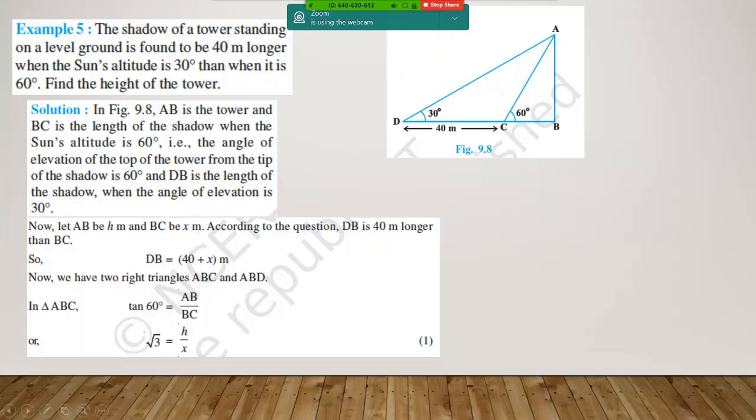Fine. Now here we are talking about this. These are again typical sums of this type. The shadow of a tower standing. So which one is a tower? Surely AB is a tower, because it's making a 90 degree angle with the ground. Where is the ground? DB. The shadow always falls on the ground.